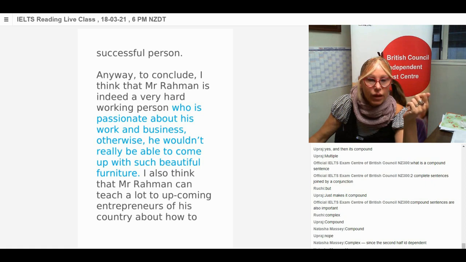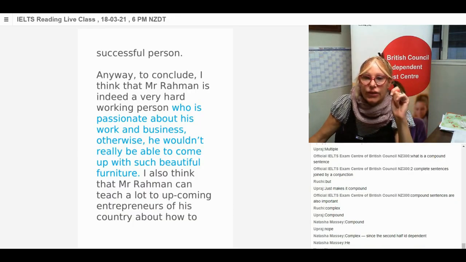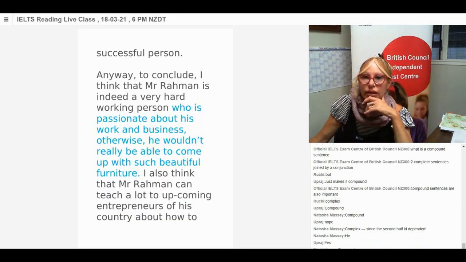Compound must have two complete sentences. All right, so let's look at the final one. "Anyway, to conclude, I think that Mr. Rahman is indeed a very hardworking person who is passionate about his work and business. Otherwise, he wouldn't really be able to come up with such beautiful furniture." So once again, is this complex or compound or simple?